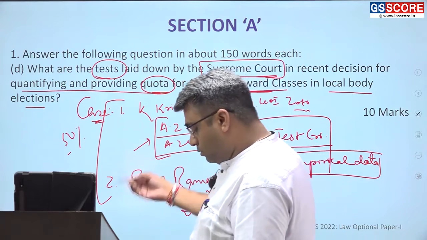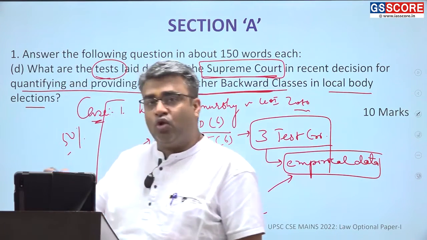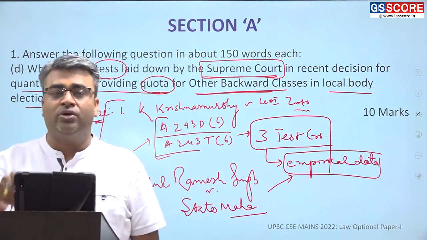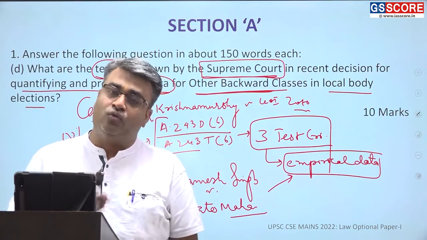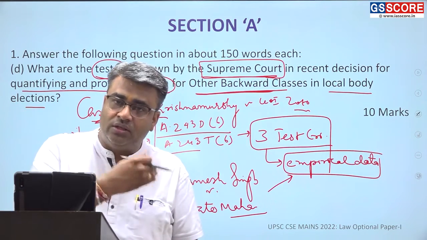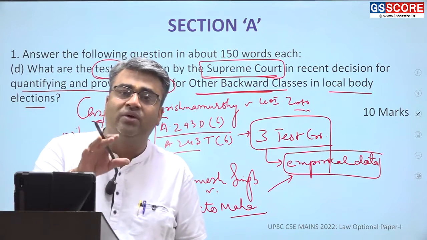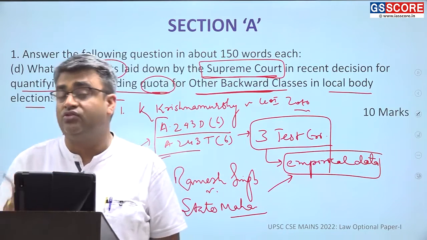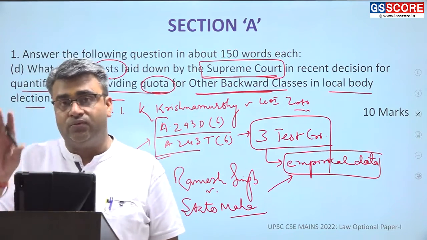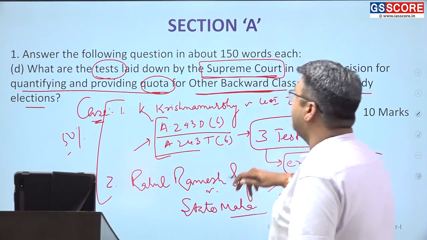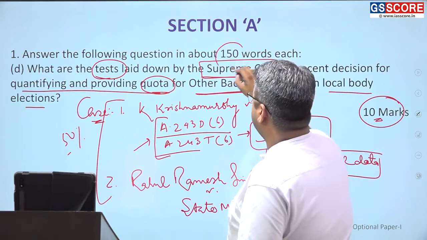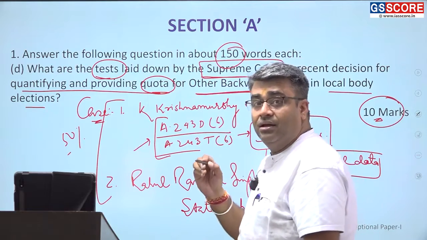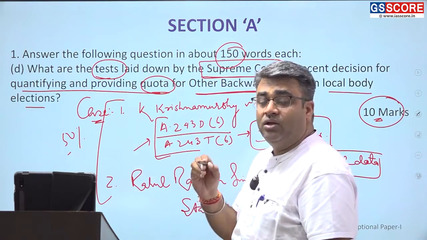So Supreme Court has said that whatever kind of data you have with respect to education and employment is not applicable here. For application of reservation in this case as well, you require quantifiable data, then only you can give the reservation, otherwise not. Okay, so in this way you can conclude this particular question. It is a 10 marker question, 150 words. Please keep in mind the time limit and the word limit.